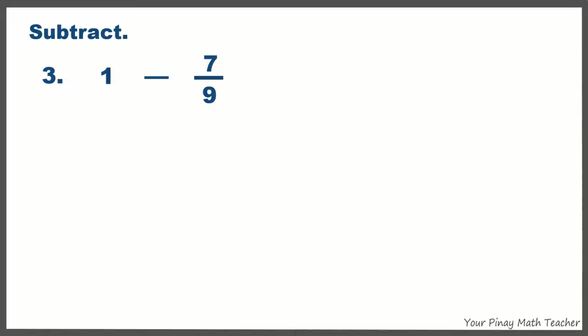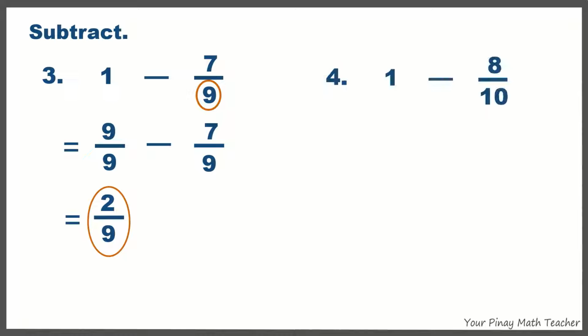Example 3. 1 whole minus 7/9. Since our denominator is 9, then 1 whole is renamed as 9/9. Then subtract 7/9, we get a difference of 2/9. Number 4. 1 minus 8/10. 1 becomes 10 over 10.